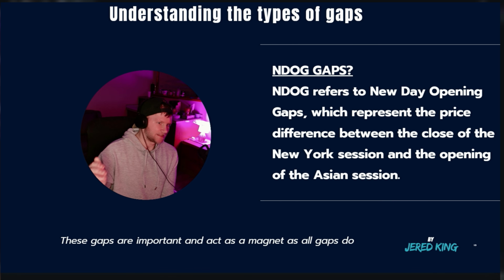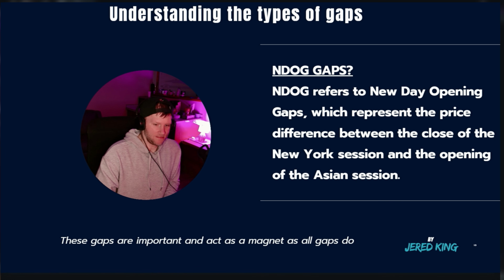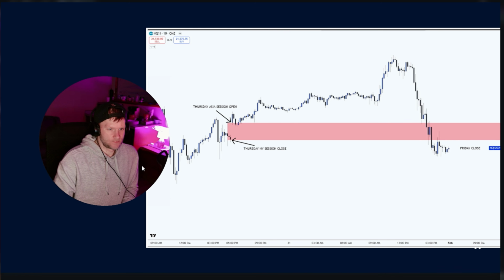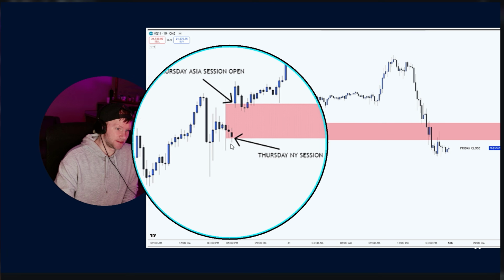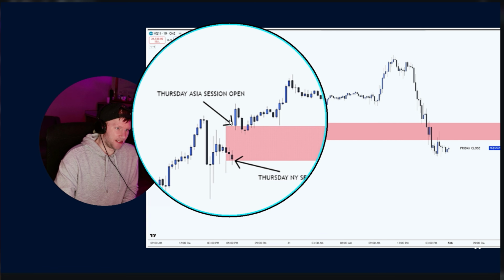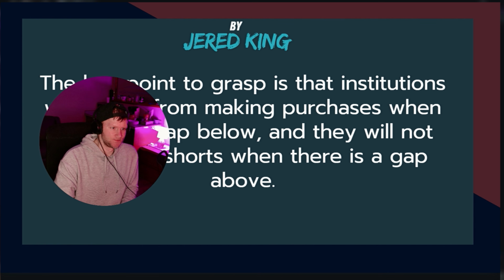And then the next type of gap is the new day opening gap, which just represents price between the close of the New York session and then the open of the Asia session. So that one hour gap between each day. So you can see here that price had closed New York session on Thursday and then opened up there on Thursday night, creating a gap, and you can see how price later gravitates back to these levels.